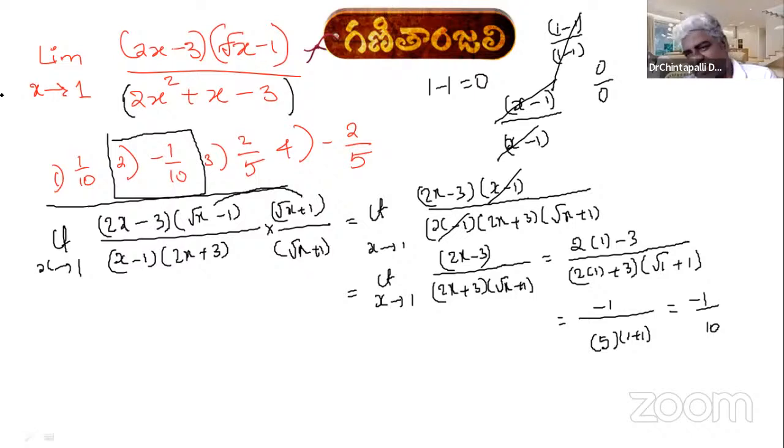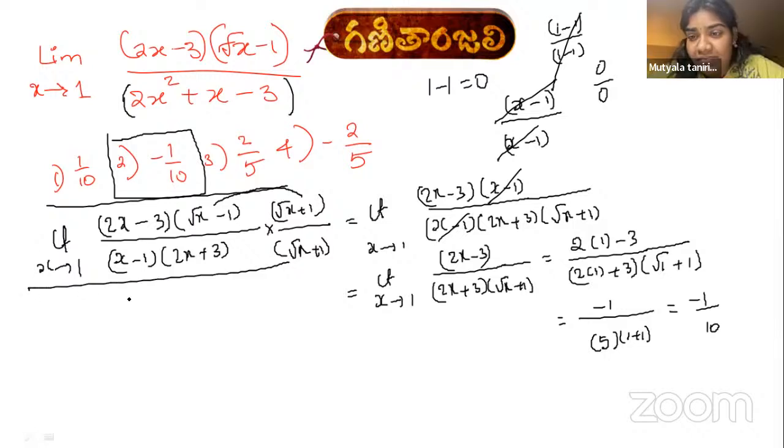Now you may ask, cancelling 1 minus 1 by 1 minus 1 is wrong.